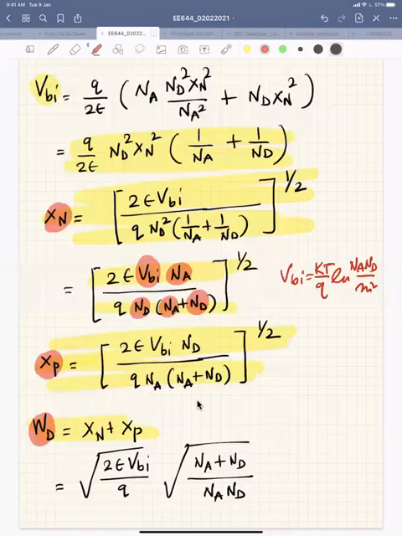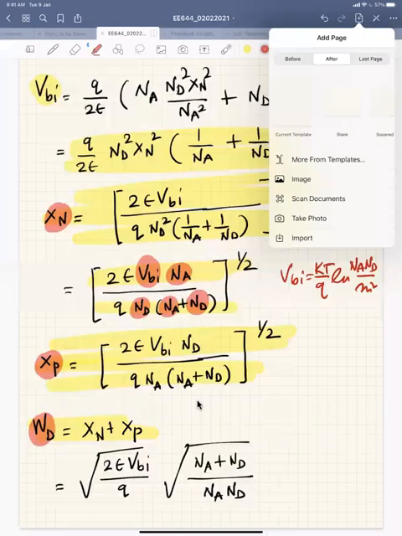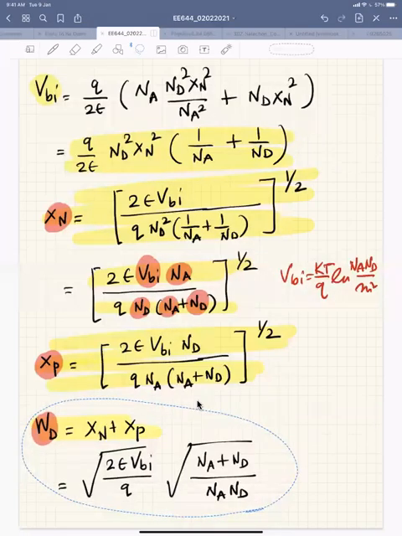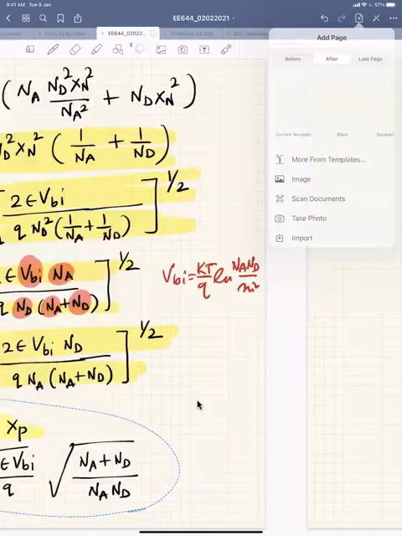Again, if you see, let me take this, the total depletion width.